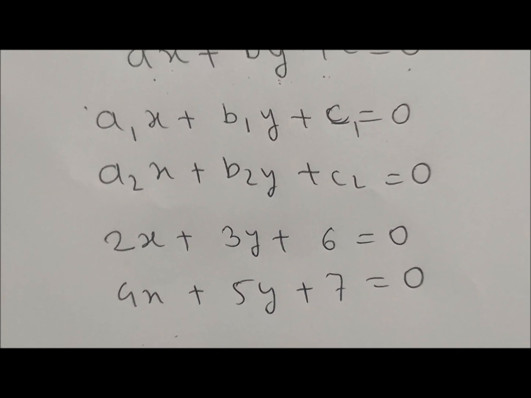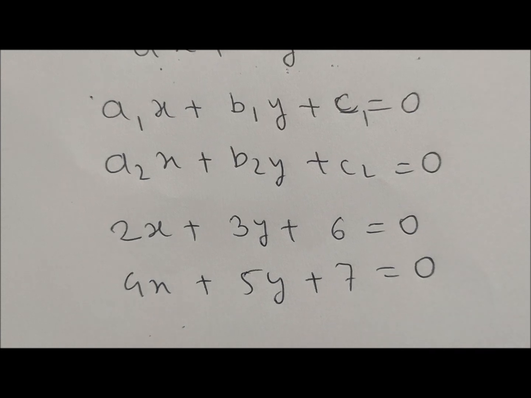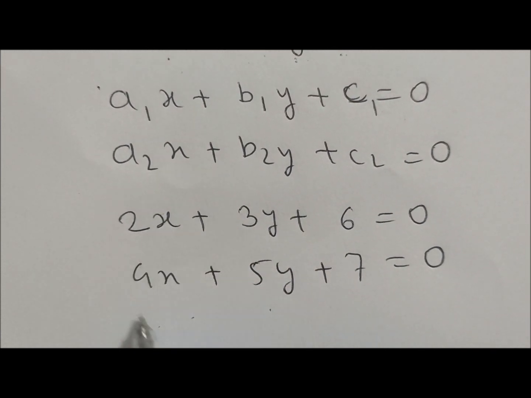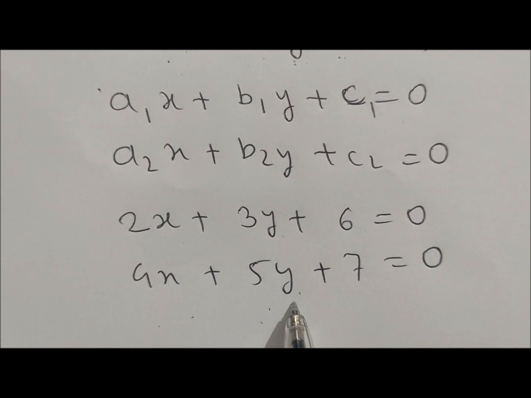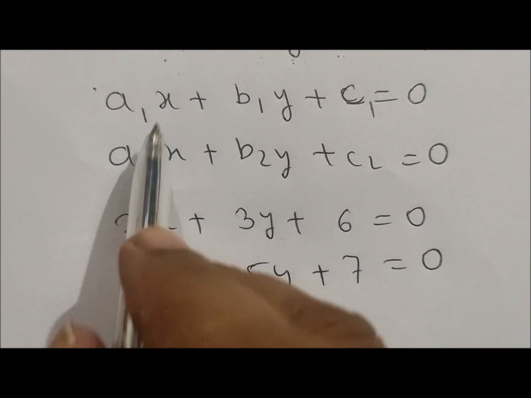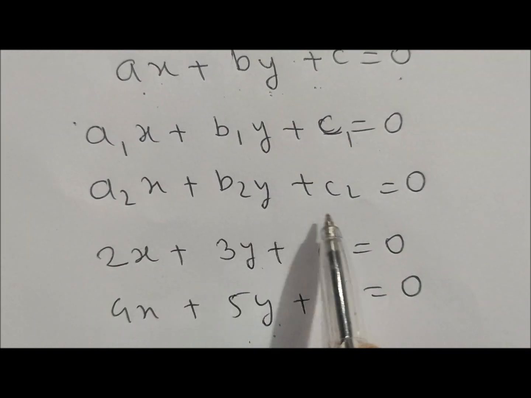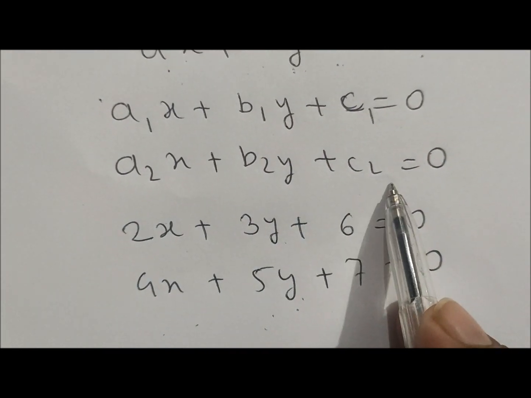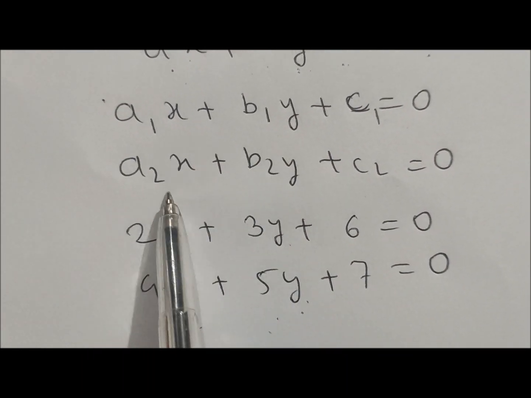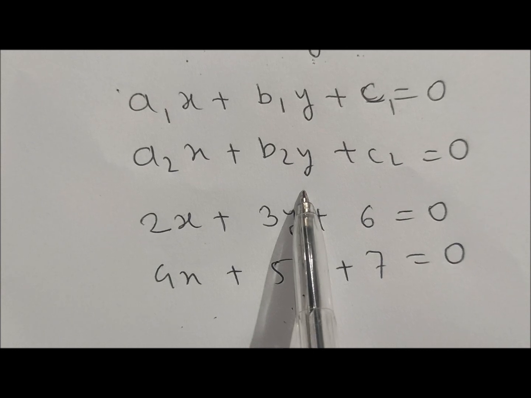In this chapter, we will see how to solve these two equations and find out the values of the variables x and y. Now, in these equations a1, b1, c1, a2, b2, c2 are real numbers, and a1, b1, a2, b2 must not be equal to 0.